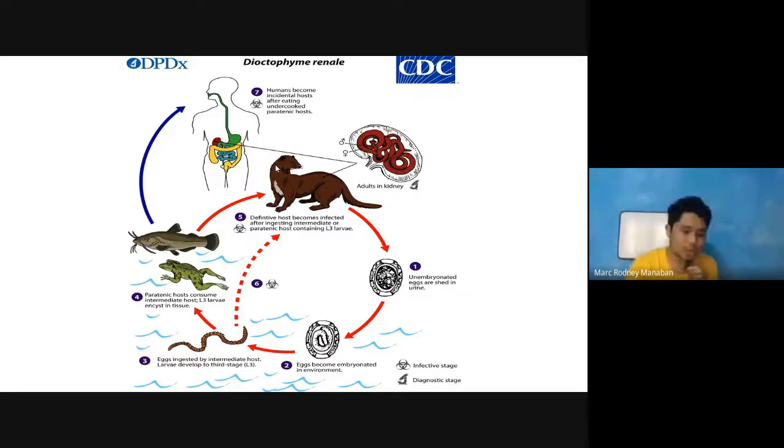Thelazia callipaeda. This is your oriental eyeworm. As you can see, the eyes are its target. The infective stage is the L3 larva, transmitted by a fly, and the adult stage is the adult. The mode of transmission is lacrimal secretions.